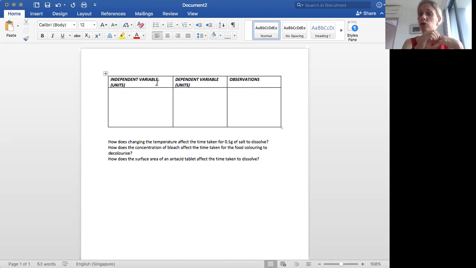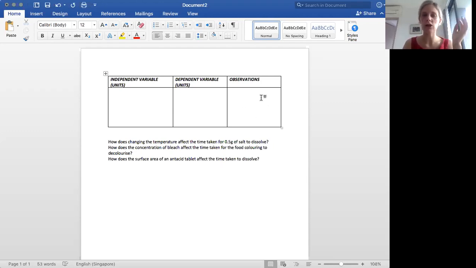Your last column should be any observations you make. Now, it's very important, guys, in this experiment that you take some quantitative data, so the numbers that are going to be in your first 2 columns, where there should only be numbers, units only go at the top of the table. We also have our qualitative data.